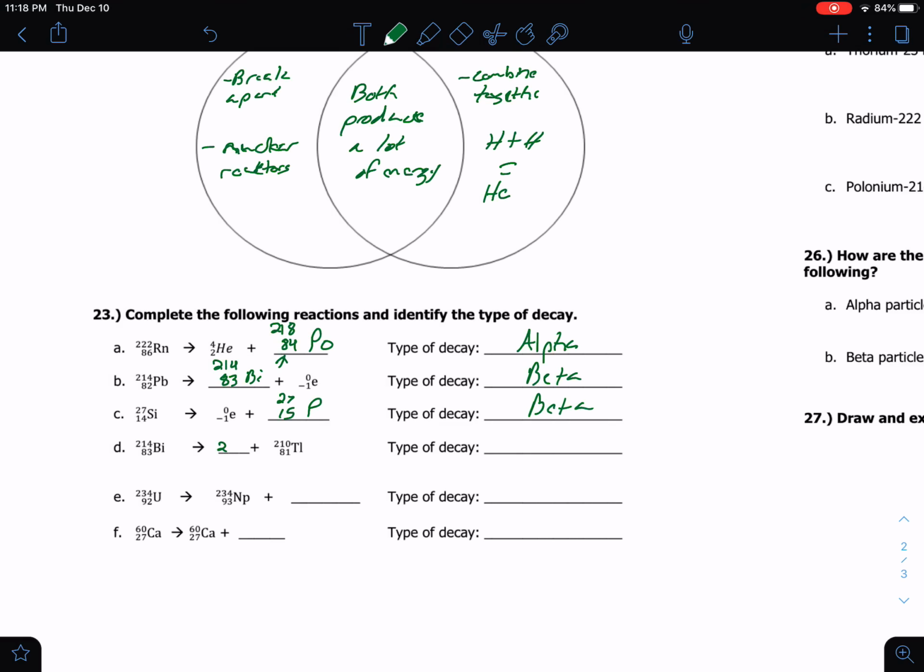I have 214 on the top on the left, and I have 210 on the top on the right. So what plus 210 gives me 214? So that would be 4. So this is going to be the 4,2 helium. So this was going to be alpha.